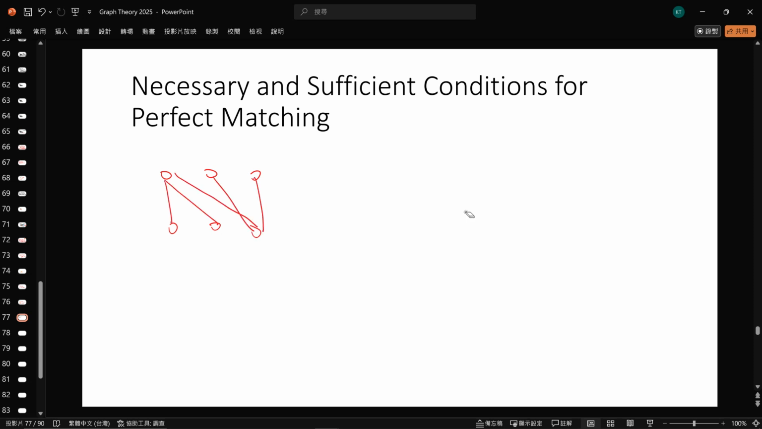So let's once again consider this graph, which has no perfect matching. One way to show that this graph has no perfect matching is clearly to find the maximum matching, and then it's clear that it has no perfect matching. But here I want to have a simple proof to show that this one has no perfect matching.